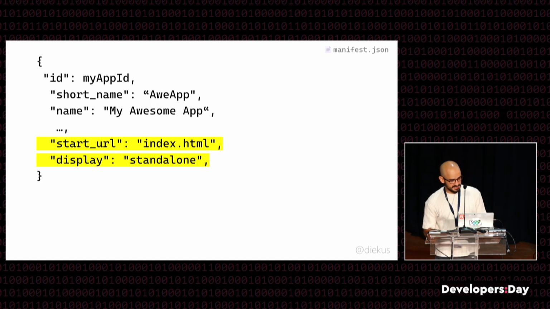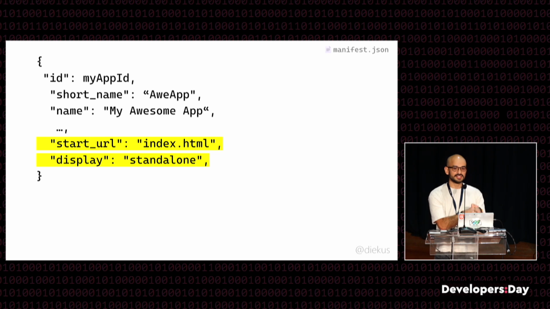In this case, and I'm keeping the example very, very simple, think that you have a blank HTML document with a title and some text, but I'm stripping away all the unnecessary things because I want you to see how you can get from an HTML file to a very simple web application. So start URL would be the index.html or whichever other start URL that you want. And we're defining here as well a display of standalone.